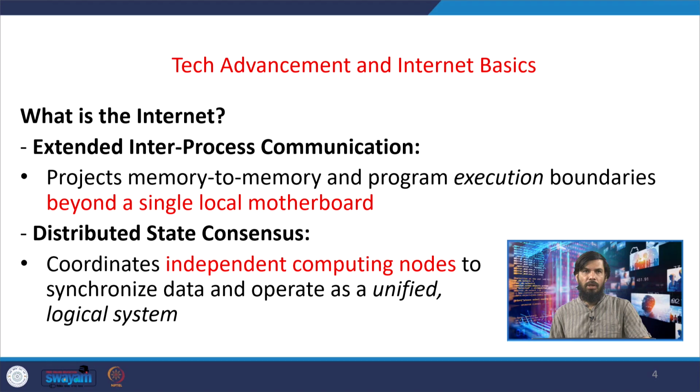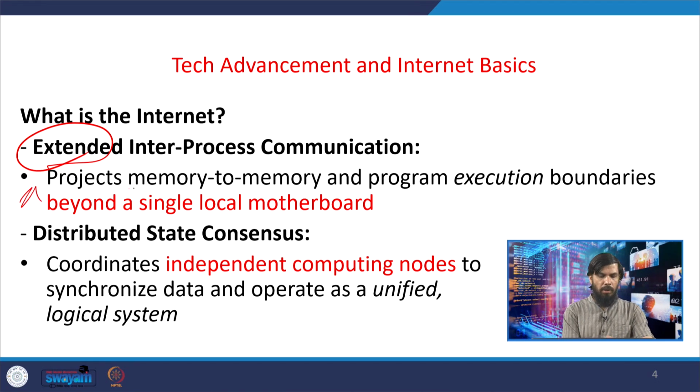Then next is extended inter-process communication. Because communication is happening from one computational node to another computational node over the network, the same process that starts from one node might end on another node which is across the network. So how will this inter-process communication happen? That is something that is extended by the internet, another of its defining characteristics.